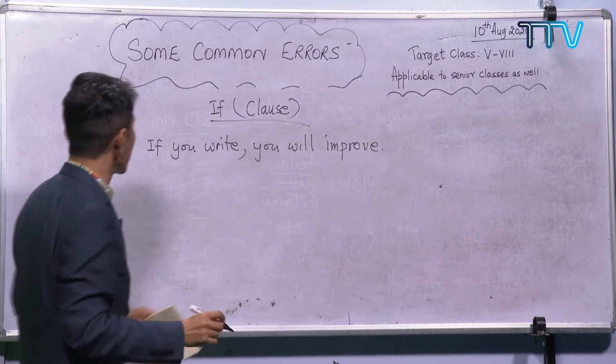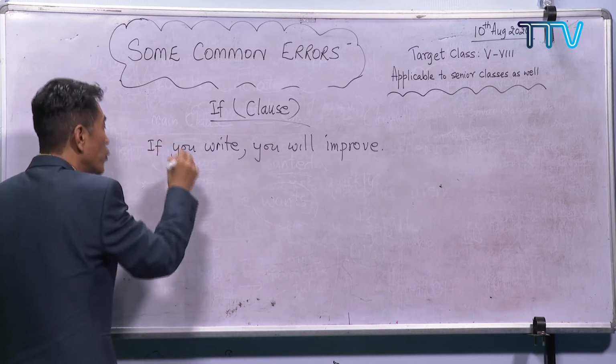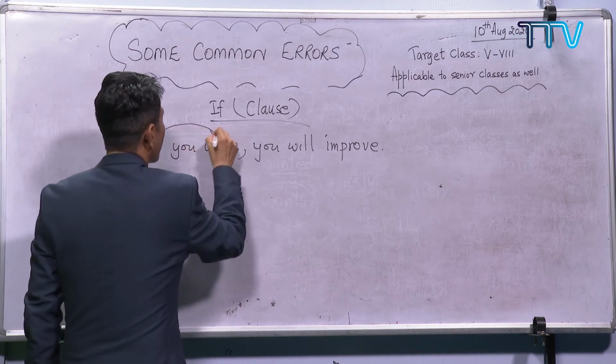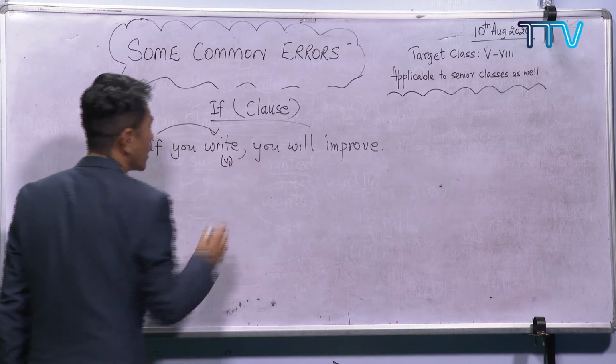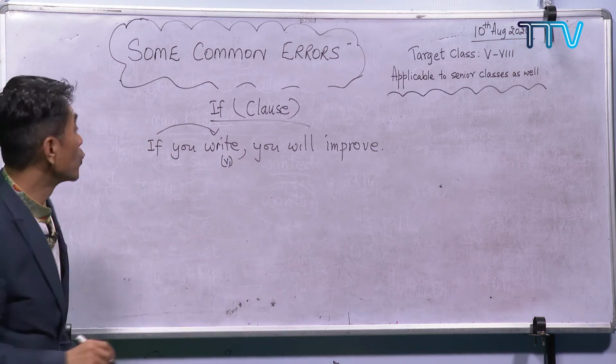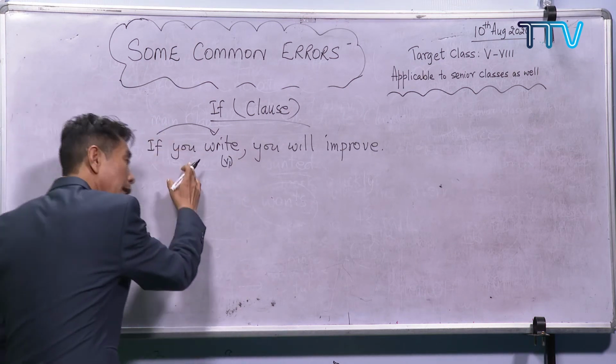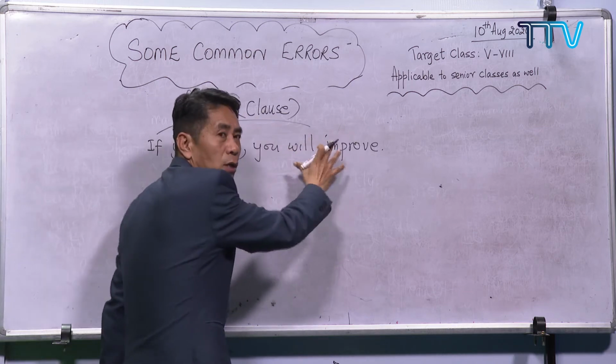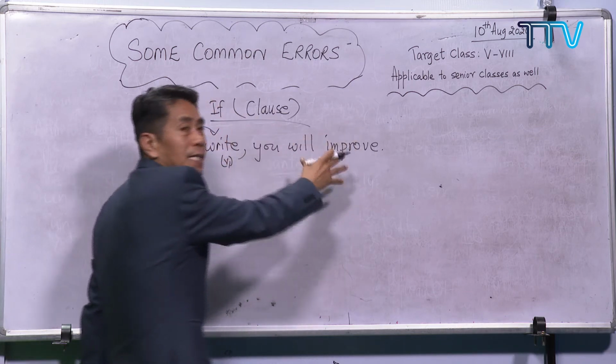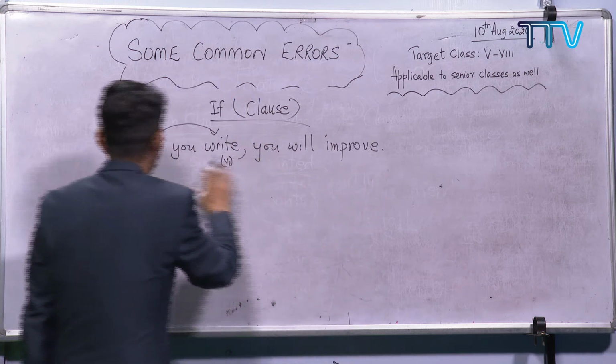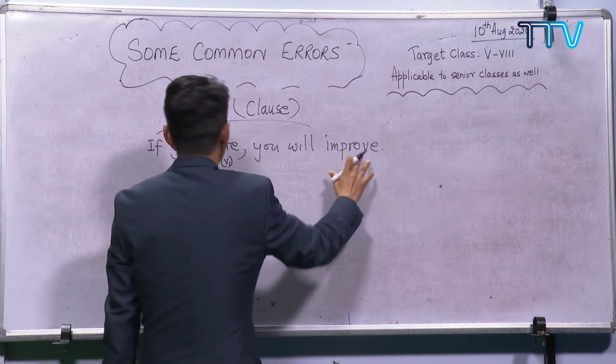Okay, so the question is, after "if", what do you write? After "if" you write verb 1, then you can write "you will improve". If you write, you will improve. This is not something that has happened. It will be coming.